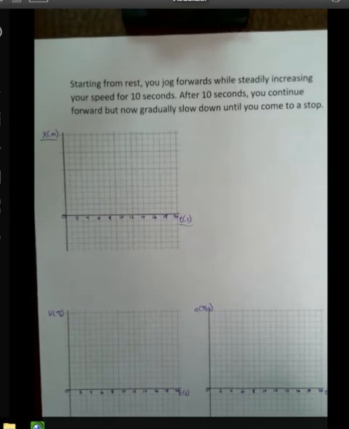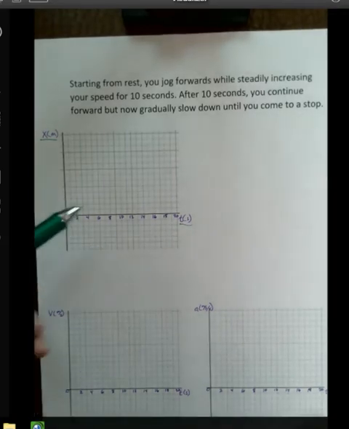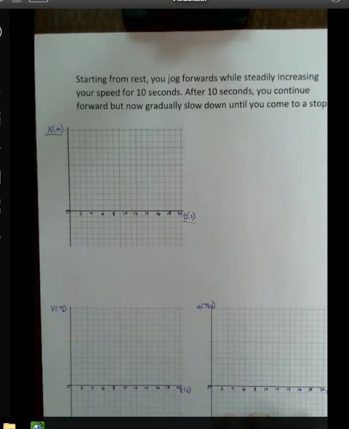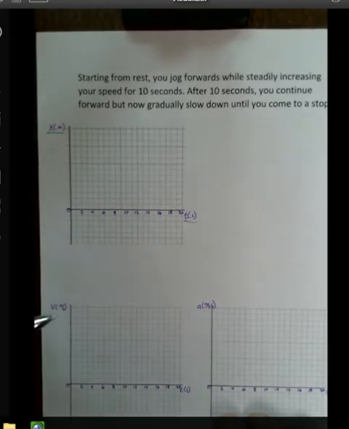And steadily increasing my speed means that the slope of that graph is going to have to be getting continually steeper and steeper and steeper. So I need a graph that's going upwards on the position axis, but increasing in steepness. Now, the information that I have to work with doesn't say anything about a starting location.